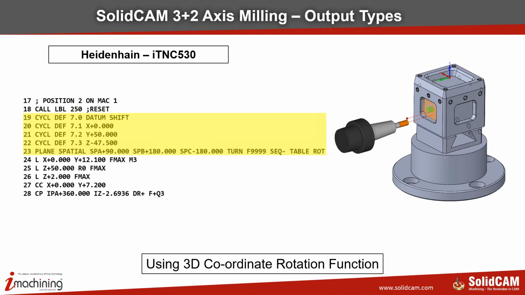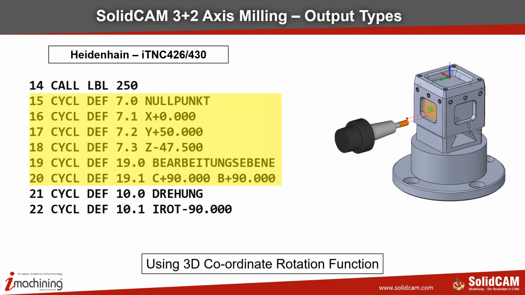Right. So like I said, Heidenhain has two variants, the 530 variant, and also the 426 and 430 variant. The 426 and 430 variants are basically the older models of Heidenhain. We again output using two functions. One, cycle 7, basically the shift of origin X, Y, Z. And the other one is using cycle 19 and cycle 19.1 to rotate the coordinate system.